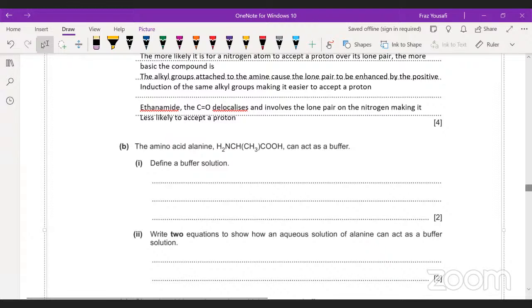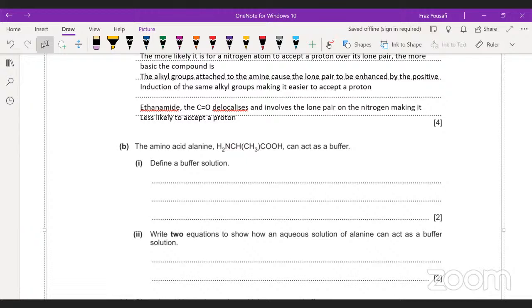Okay, buffer solution, just be very careful here. It's not that most students don't know what a buffer is. Just be careful that they want you to tell them that it resists change in pH. Most students remember that part, but you need to be specific: when only a small amount of acid or alkali is added. So that's the second one. Again, resists pH change when a small amount of acid or alkali is added.